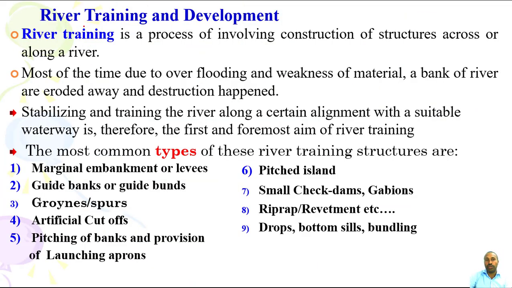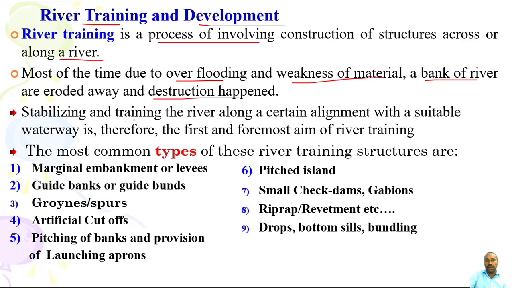So the other topic is river training and development. River training is a process involving construction of structures across or along a river. So along a river or across, you will have some training structures. Most of the time, due to overflooding and weakness of material, a bank of a river may be eroded and destruction may happen. So you have to conserve against such erosion, or you have to stabilize.